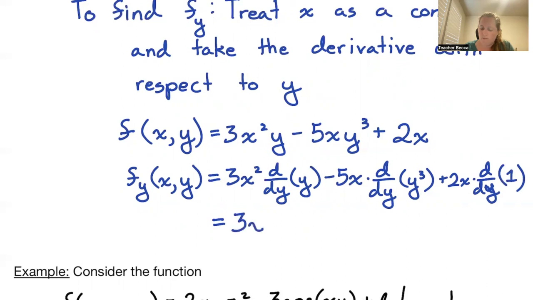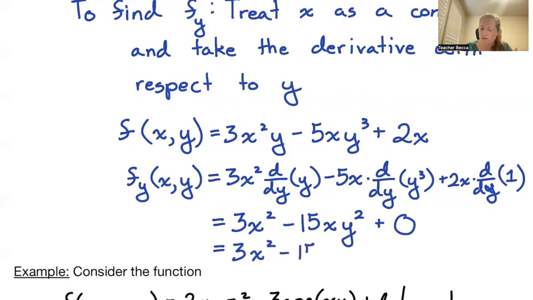So the first term is simply 3x squared. The derivative of y cubed with respect to y would be 3y squared, so we wind up with minus 15xy squared. 2x is just a constant. Take the derivative of that term, it goes to 0. That 2x is a constant, it has no y's in it, as long as we are viewing x as a constant. So our partial with respect to y is simply 3x squared minus 15xy squared.